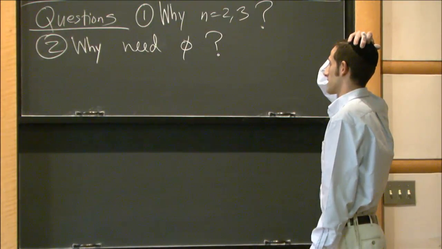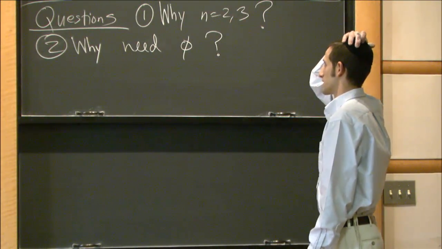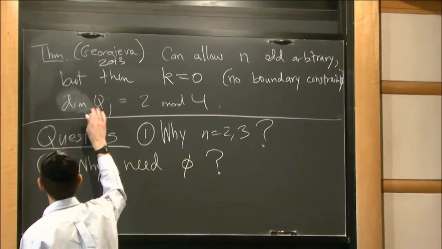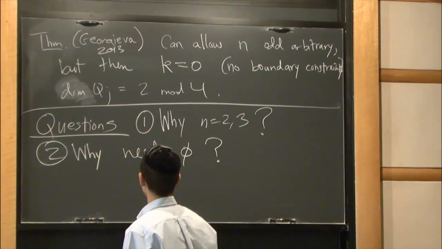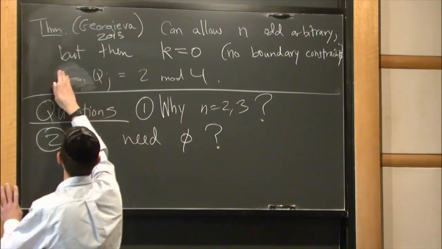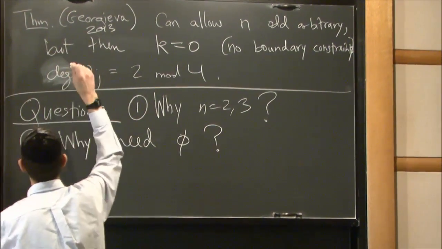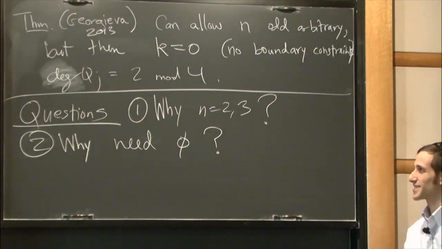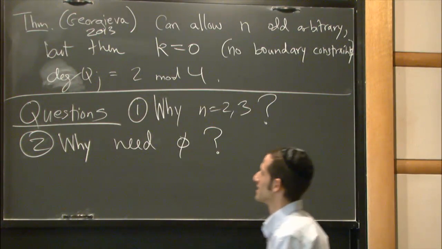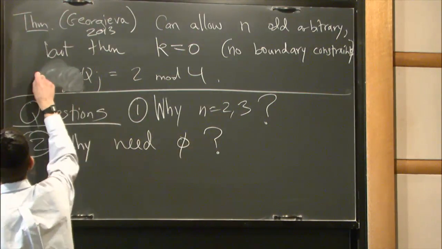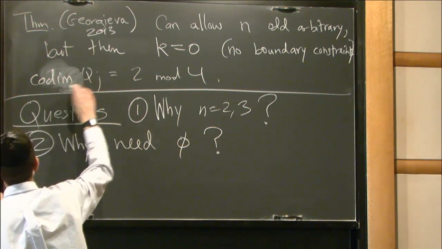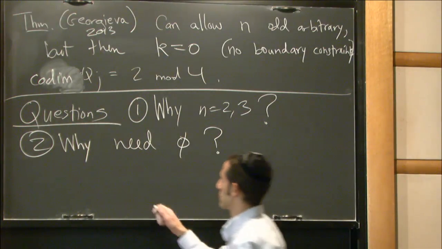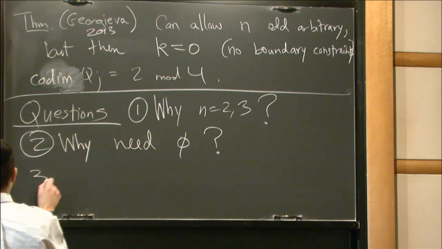Yeah, this was supposed to be the dimension. No, it's okay. Sorry. It's actually the degree. The degree means the cohomological degree. Codimension, yes. So we should really say codimension. Yeah, codimension. Maybe that's just the clearest way of saying it. Codimension of Qj is 2 mod 4.